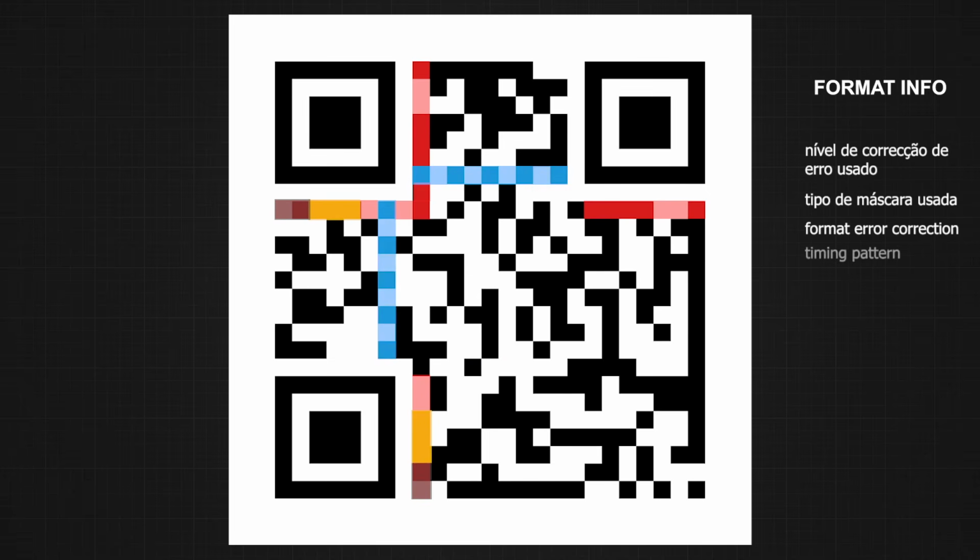And in this part, there is the timing pattern, which is made up of horizontal and vertical lines. These lines show the reader the QR code's version and its size or density, and there is also this large white border on the outside of the entire code, which marks the end of the code and helps to distinguish it from other things that may be around the code.